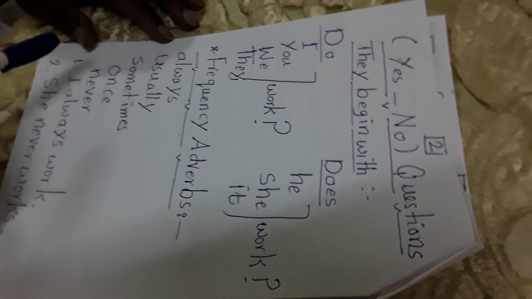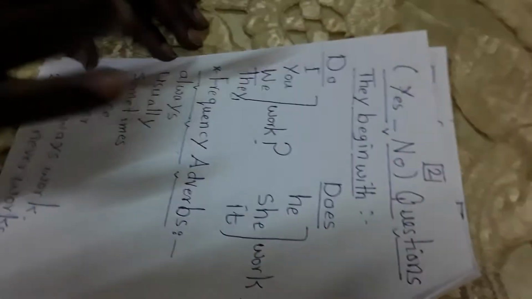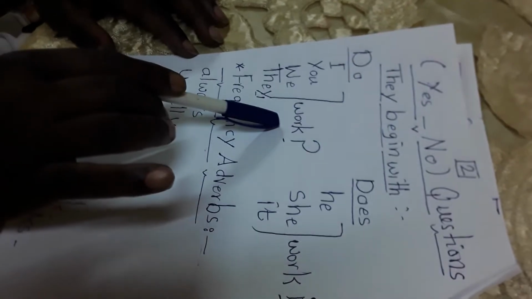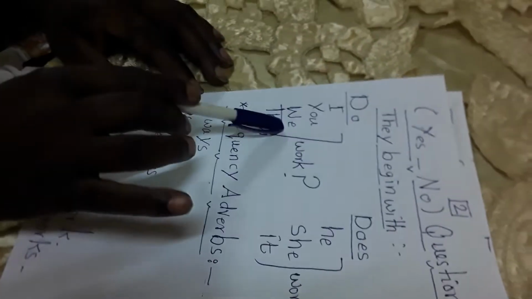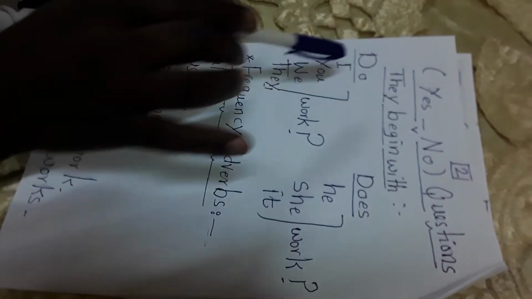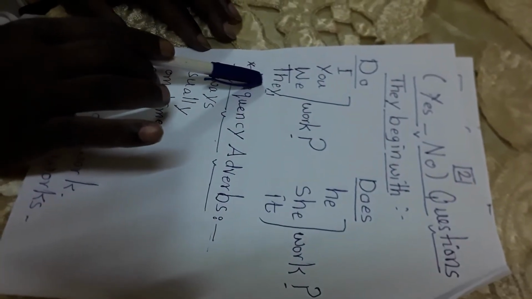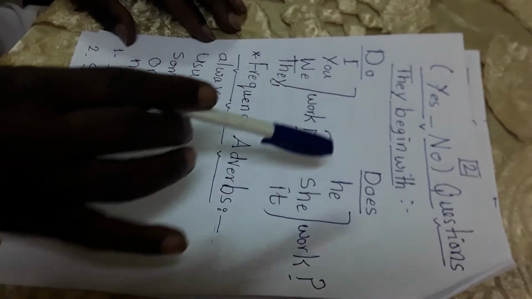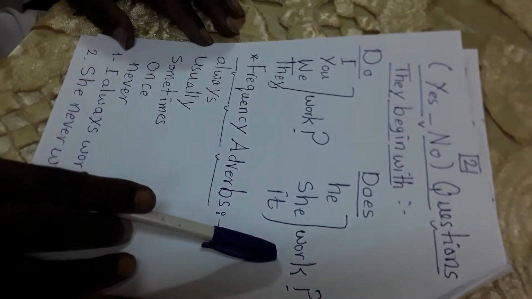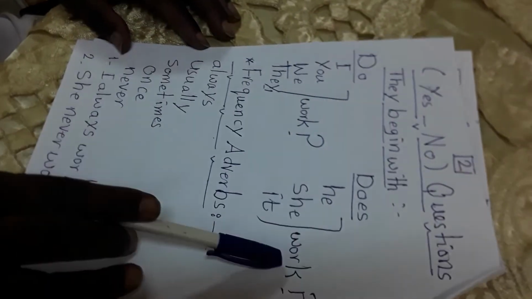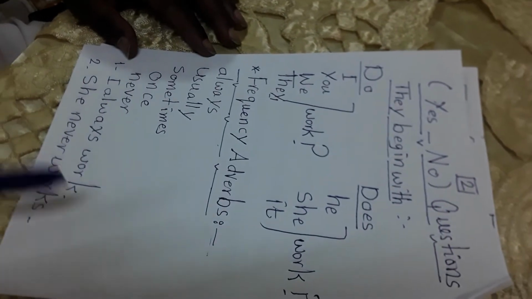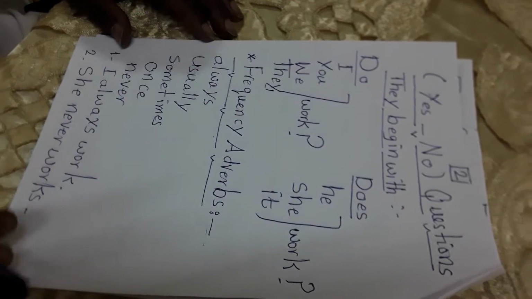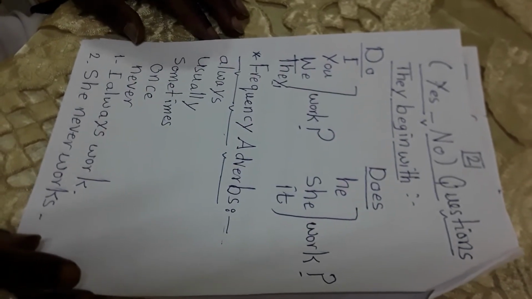So we say, do I work? Do you work? Do we work? And do they work? But we say, does he work? Does she work? And does it work? This is the way of making yes or no questions.